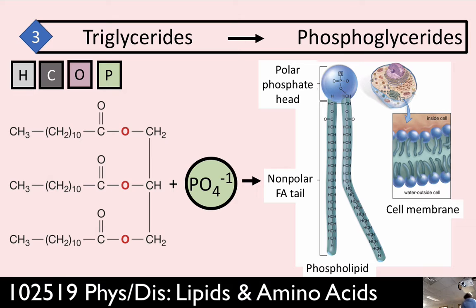So we just rip one of these things off. We stick a super polar phosphate group on there through what's called a phosphoester bond. And now we have something that's very polar on one end and nonpolar on the other end. And they're able to line themselves up in such a way that they form these lipid bilayers. This is how we build cells. All right? This is how cells get built.